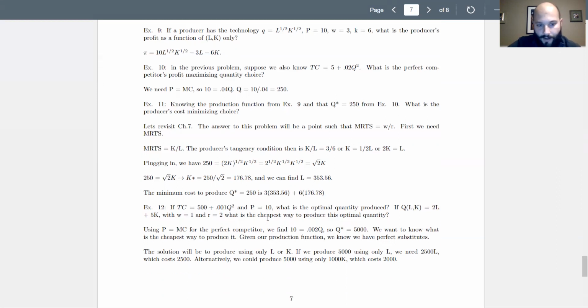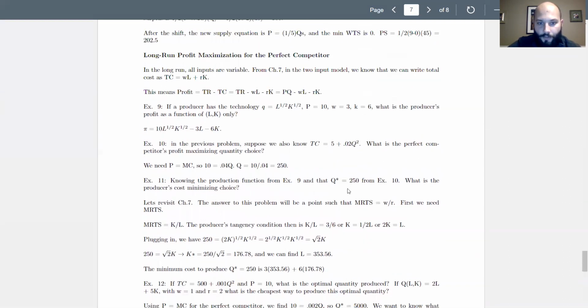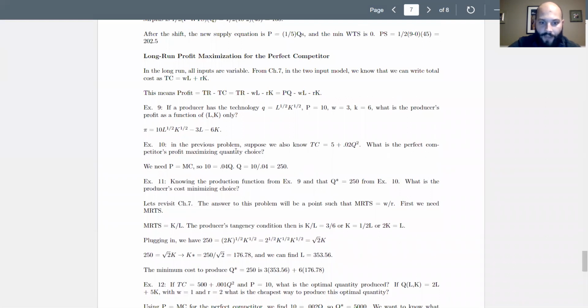All right, I have an example here for perfect substitutes. It looks like we could do this for perfect complements as well. As soon as we figured out here, example 10, what the profit max quantity is, then we're just back into previous chapters. Chapter 7, we have our Q, we have our production function and our prices, so we can solve like we were doing then.